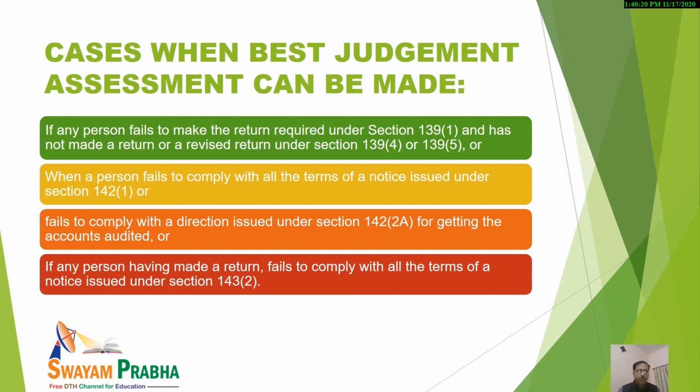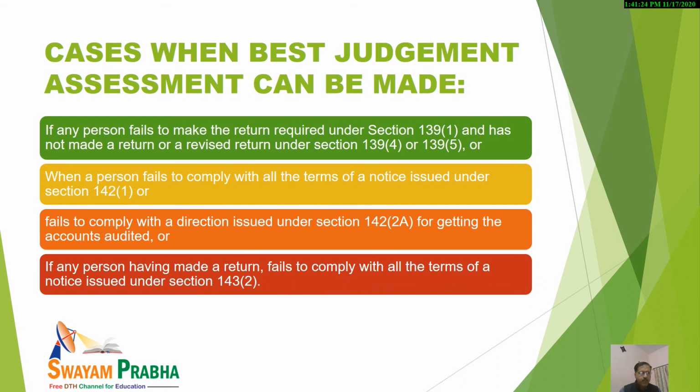So once again, I'm just giving you an idea in brief, that when you are fully cooperating, then it is okay. When a person fails to make a return under section 139(1), or he has not made a return or a revised return under section 139(4) or (5), or when he is not complying with the notice already issued to him under section 142(1), or in case some directions have been given to the assessee for getting his or her accounts audited under section 142(2A), directions have been given, but the assessee again omits that, and again fails to comply with those directions.